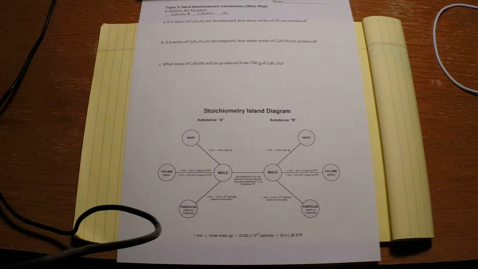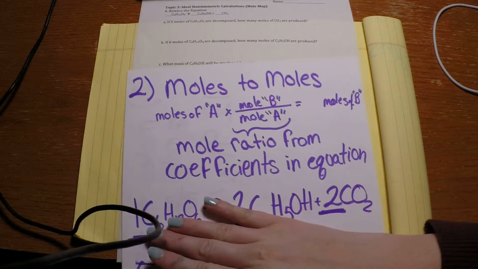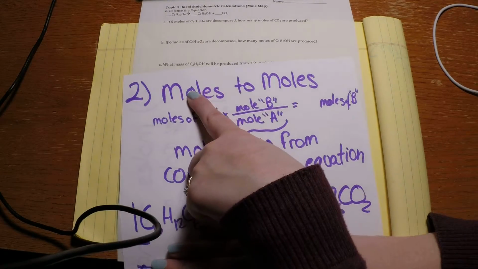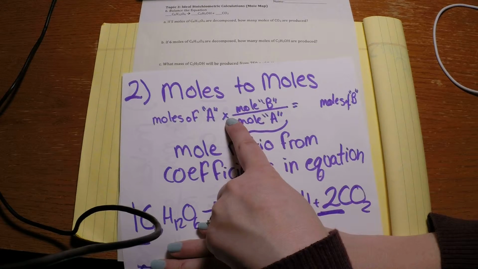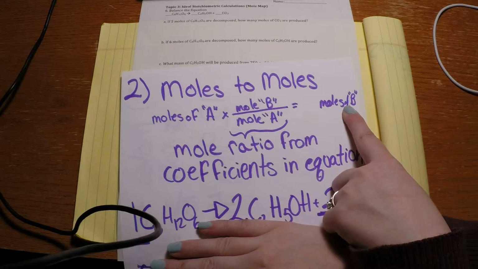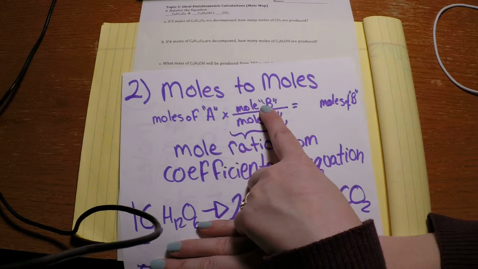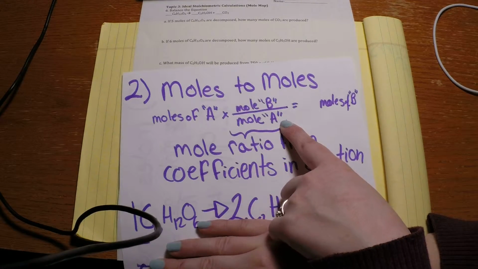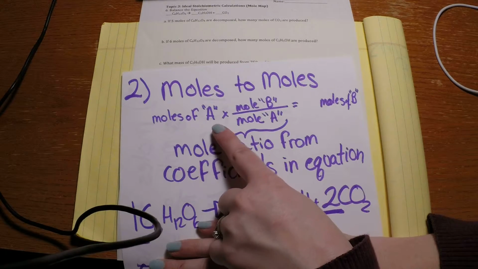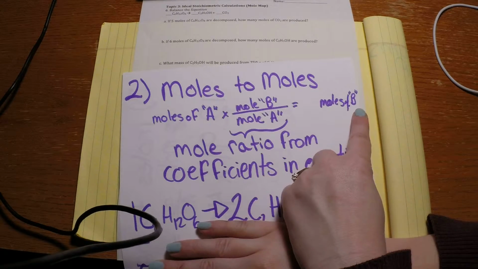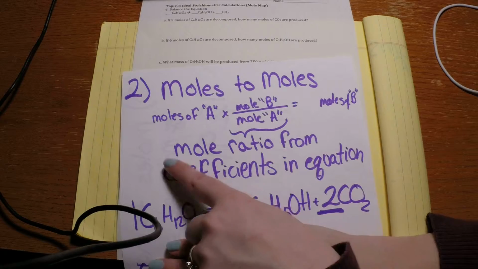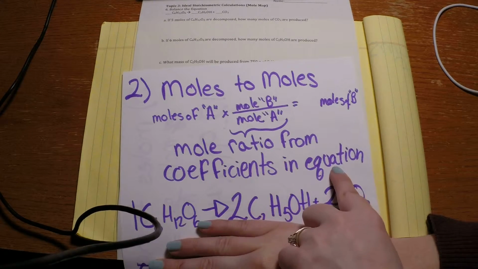The only way I can go from one compound to another compound is to use my mole ratio. So we're going from moles to moles. Moles of A, and then I multiply it by my line to get to moles of B. Moles of B goes on top, and moles of A goes on bottom. When you have moles of A and moles of B, A and B being different chemicals, this should signify the mole ratio from the coefficients in the equation. And the equation needs to be balanced.